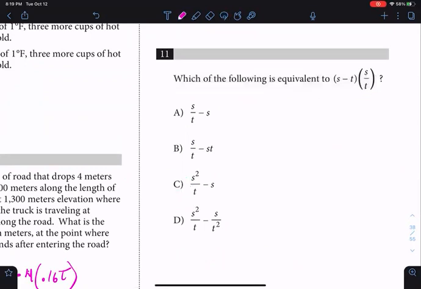So this one is straightforward. This is just distributive property. So this is x squared over t minus s squared over t minus over s, right? That's it. Because you're doing this times this, right? So that's s squared over t minus just s. So that's the answer. S squared over t minus s. Done.